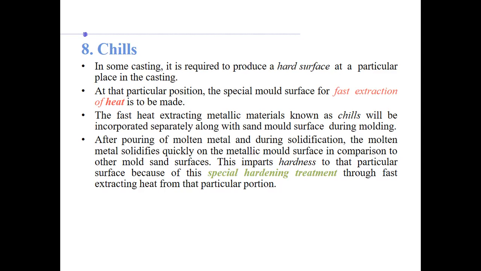After pouring of molten metal, during solidification, the molten metal solidifies quickly on the metallic mold surface in comparison to other mold sand surfaces. This imparts hardness to that particular surface because of this special hardening treatment, by fast extracting heat from that particular portion. So those are your chills, wherein you're trying to extract heat from some part of the mold cavity, so that the hardness property can be manipulated.